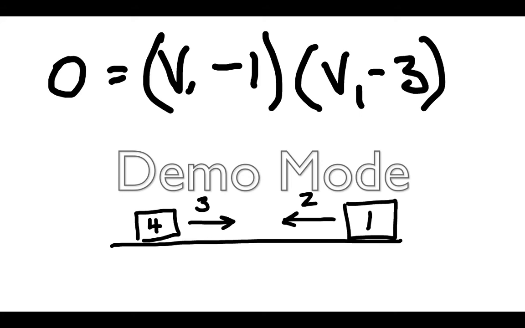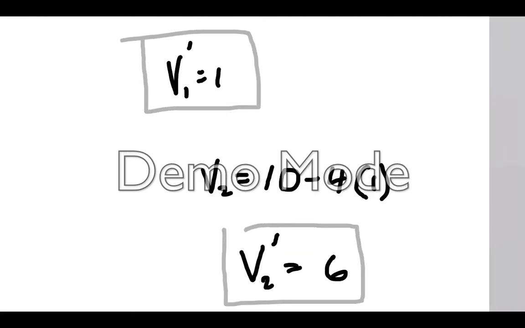What about the velocity of the other block? Well, we can plug v1 equals 1 back into our momentum equation, and we find that v2 final is 6 meters per second. Okay, done. Nice.